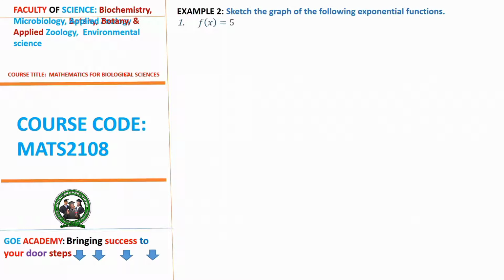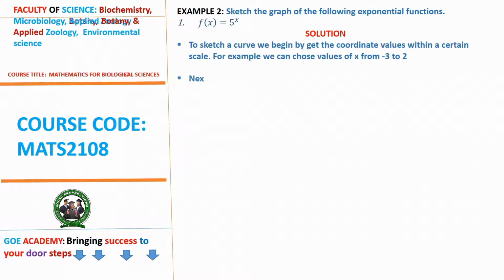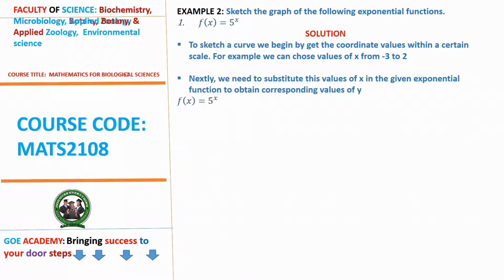Let's look at this other example. Plot the curve f(x) equals 5 raised to the power x. We follow the same approach. You get your coordinate values, you substitute them in order to get the corresponding values of y, or f(x). So when x equals -3, the corresponding value of y will be what? 0.008. So you just do 5 raised to the power -3, right? We replace the position of x by -3.